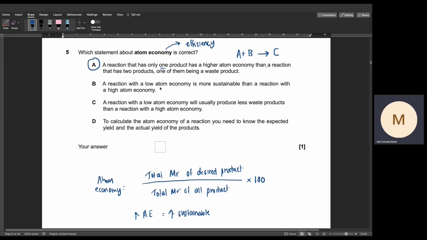B, a reaction with a low atom economy is more sustainable than a reaction with a high one. We've already looked at how higher atom economy is more sustainable. A reaction with low atom economy will produce less waste product. That's not true. If it has a low atom economy, it means it's making more waste products. To calculate the atom economy, you need to know the expected yield and the actual yield of products. This is not true, as we've just looked at the equation for atom economy. Yield is related to percentage yield, so this is a different calculation. So our final answer is A.